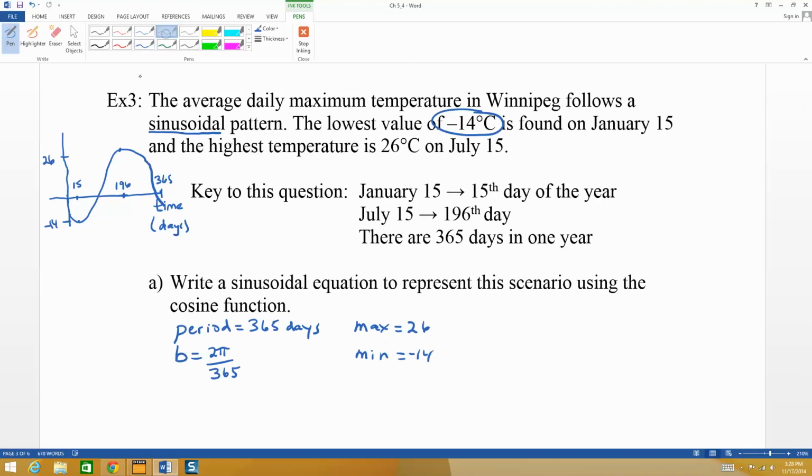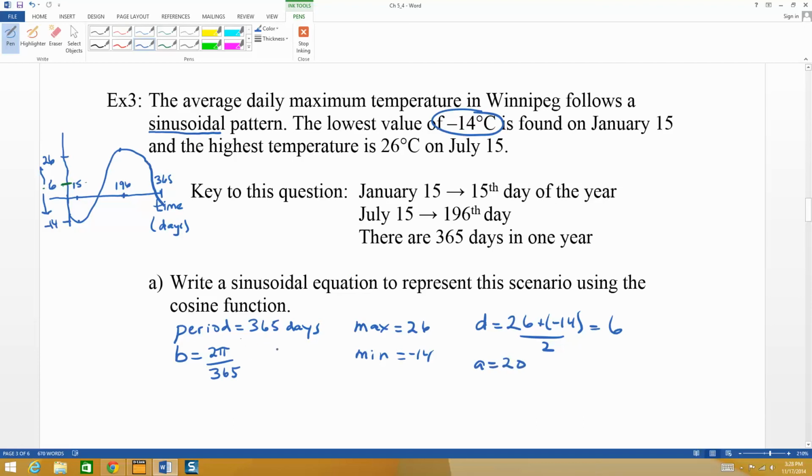So what will the middle be? The middle is clearly someplace over there. It's going to be halfway between 26 and minus 14. So my d value is going to be equal to the average of these two numbers, 26 plus negative 14, all divided by 2. 26 plus negative 14 is 12. 12 divided by 2 is 6. So I get 6 for my d value. The amplitude is 20 upwards and 20 downwards, so my A is going to be equal to 20.